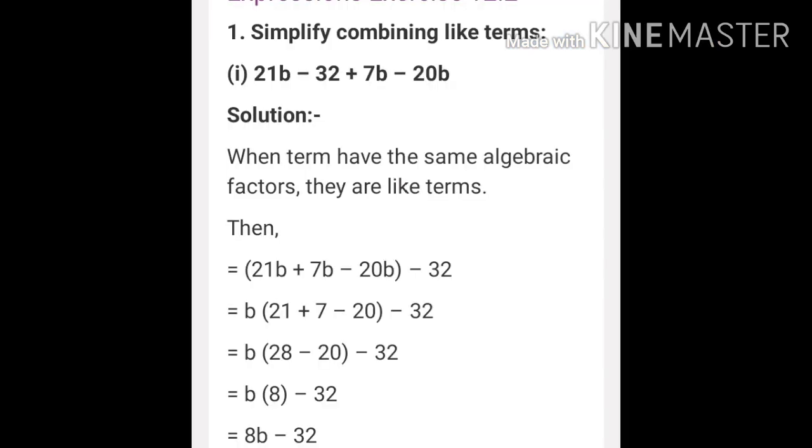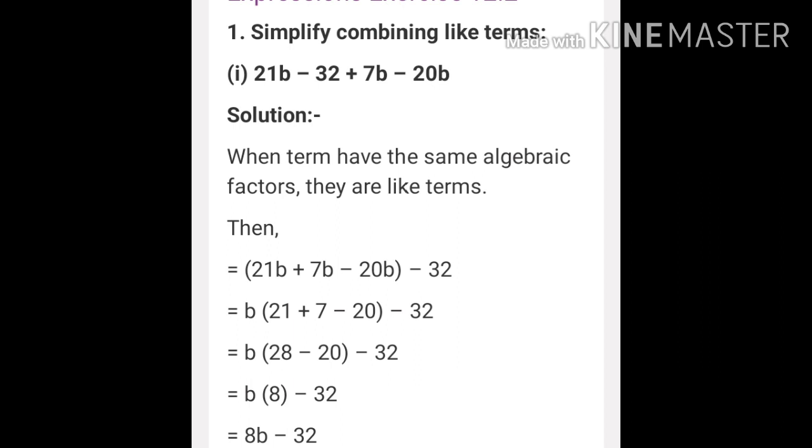So let's start with question number 1 now. Simplify combining like terms. When terms have the same algebraic factors, they are like terms. You have already learnt about factors of algebra. So let's proceed with the solution. All like terms together, 21b plus 7b minus 20b will be in one bracket, minus 32 will be outside the bracket. Now we will take b as common and the constants will be added and subtracted. So 21 plus 7 makes 28 minus 20, and outside the bracket minus 32. Left over is 8b minus 32.